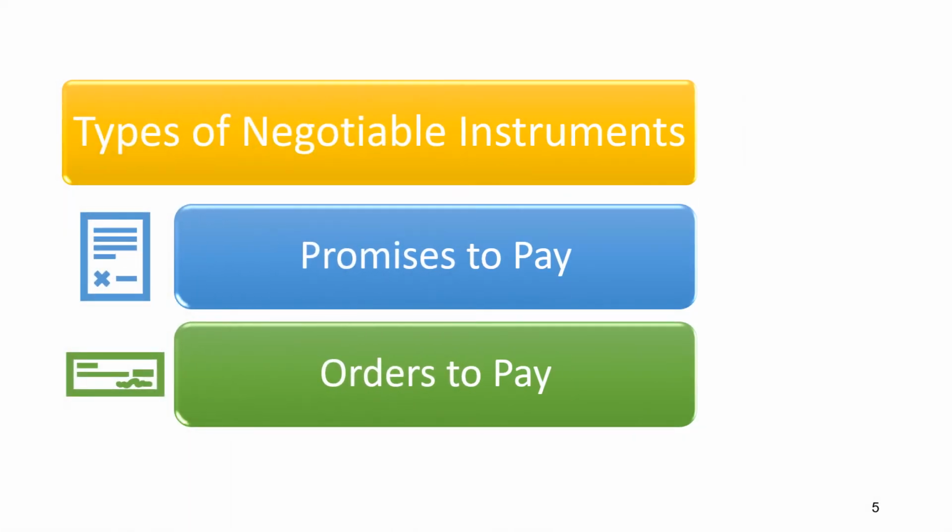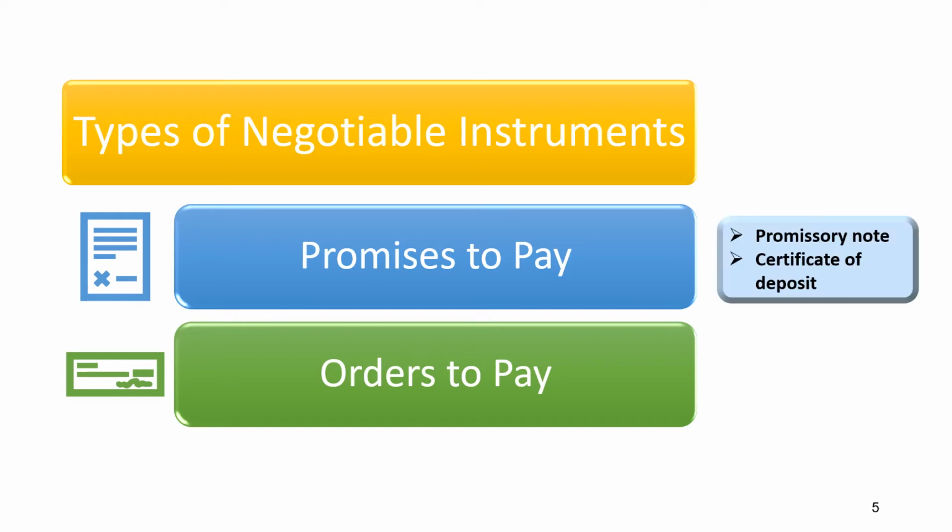There are two types of negotiable instruments. Promises to pay, which breaks into two types of categories, the promissory note and the certificate of deposit. And then there are orders to pay, which include drafts and checks. So let's look at each of those.